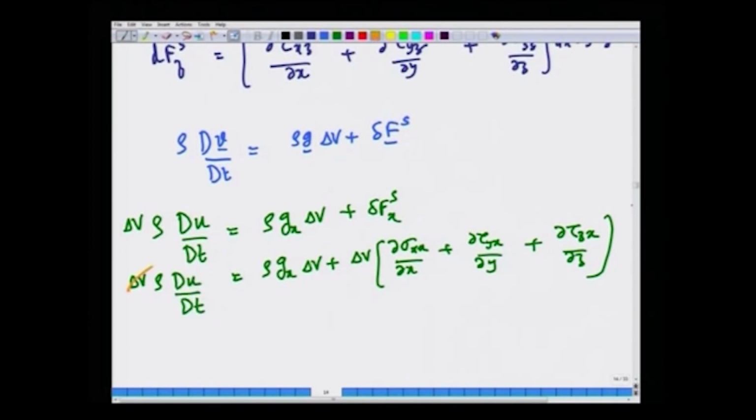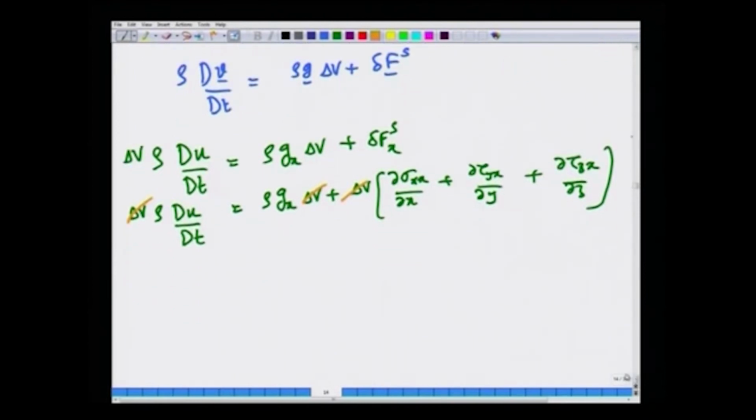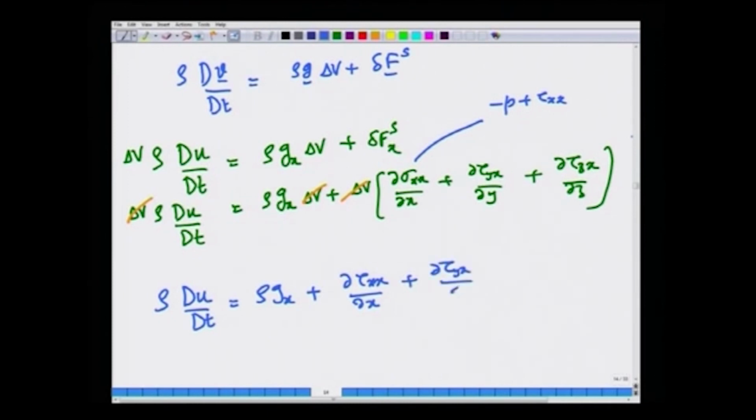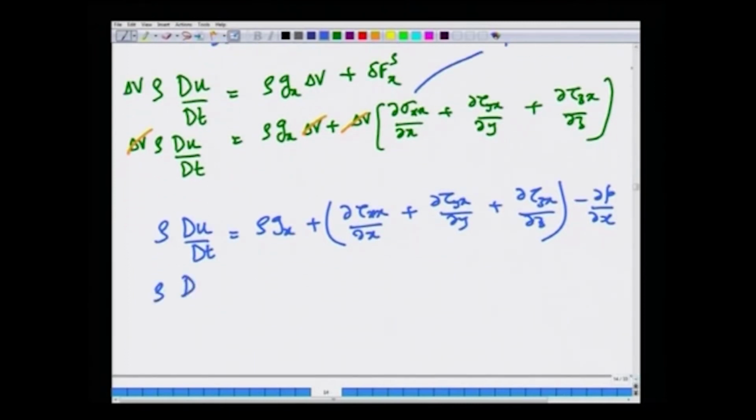You can see that this delta V will cancel out uniformly throughout the equation, leaving us with the simple equation rho Du by Dt is rho g_x plus, for sigma_xx I am going to substitute minus p plus tau_xx, so d tau_xx by dx plus d tau_yx by dy plus d tau_zx by dz minus dp by dx. Likewise, I can do the y and z components of the momentum balance. I will not do the algebra separately, but you can easily see that you can do it by analogy.